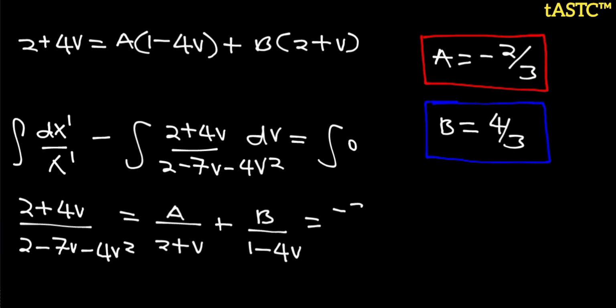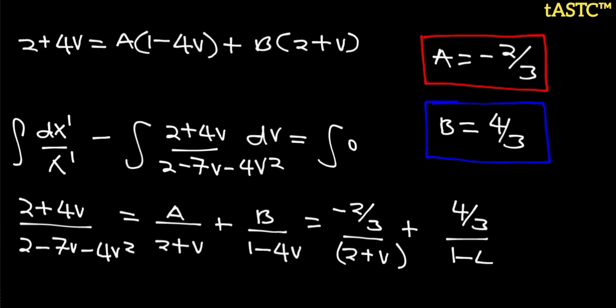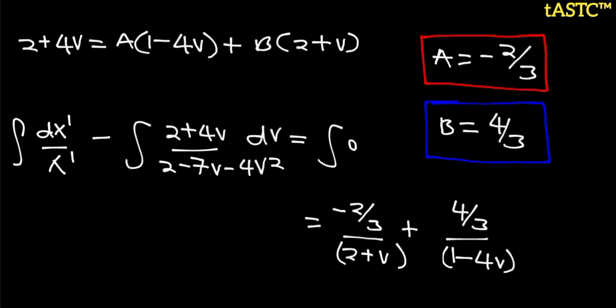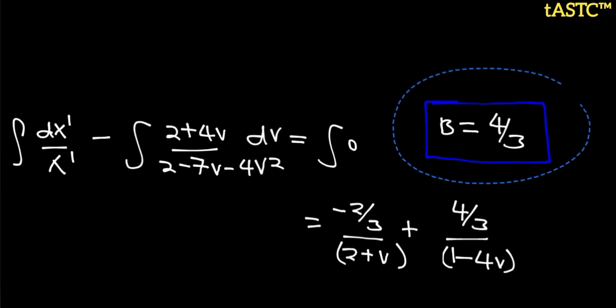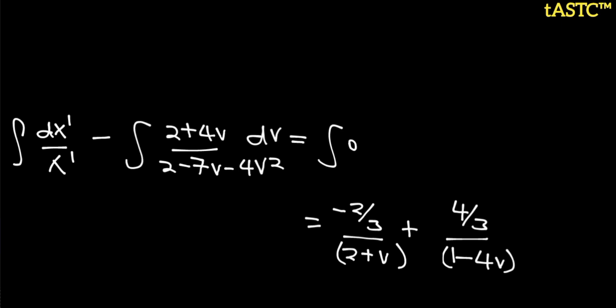A is negative 2 divided by 3. This is divided by 2 plus v, so I'm just going to write that there. Plus b, which is 4 over 3. This is divided by 1 minus 4v. So we can actually rewrite this stuff. So let us try to do that.